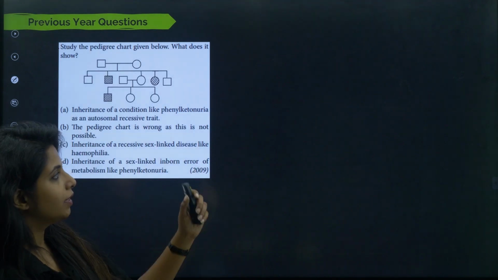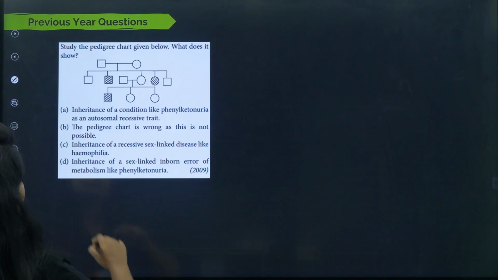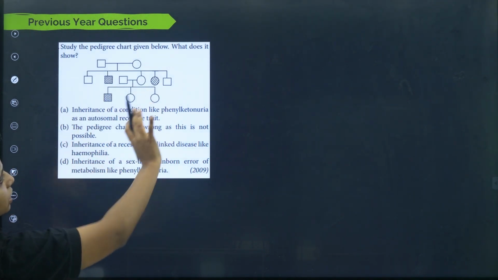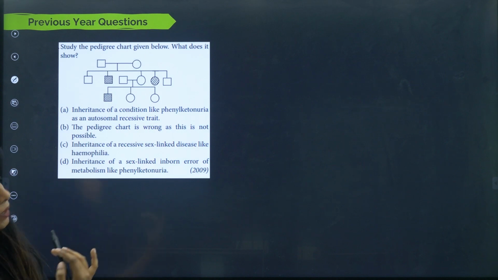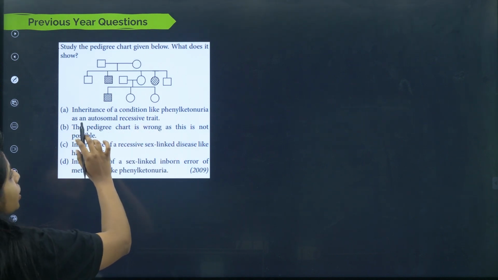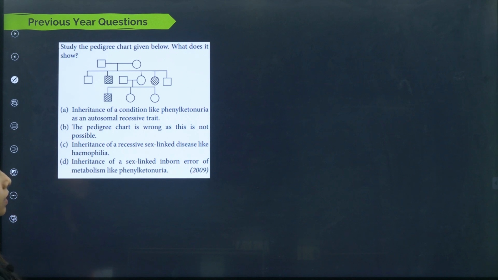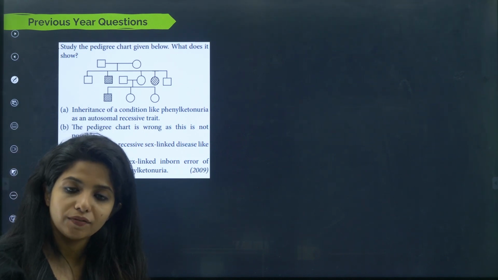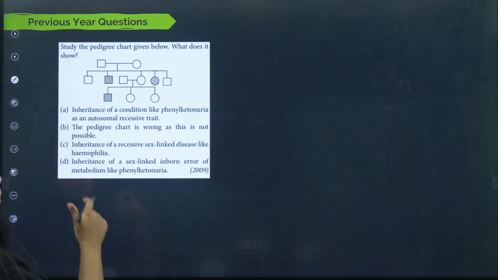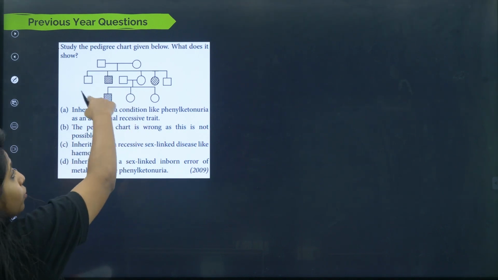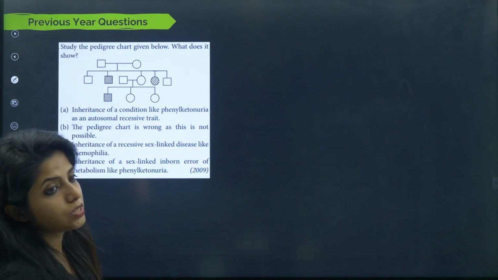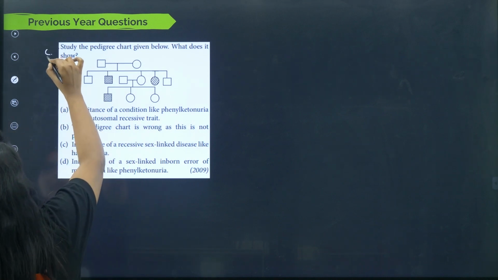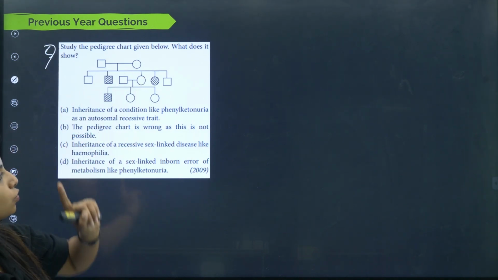Now, one more question that we have over here is this. Study the pedigree chart given below. There is a pedigree chart given below and you have to tell what it shows. Inheritance of a condition like phenylketonuria as an autosomal recessive disease. Is phenylketonuria an autosomal recessive disease? Yes, it is. But is it an autosomal recessive disease that is being shown over here? You have to tell me. Do you think it's autosomal recessive? If you think it's autosomal recessive, please put it down in the comment section right now. Basically, it's an autosomal recessive disease that is being shown over here.